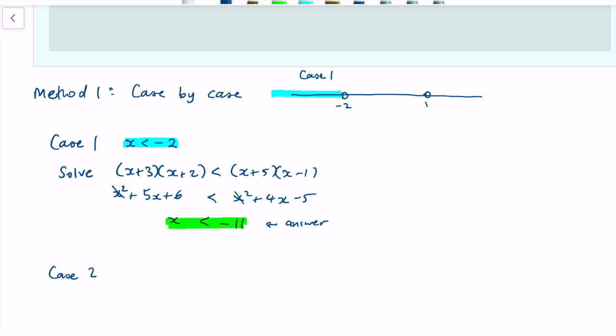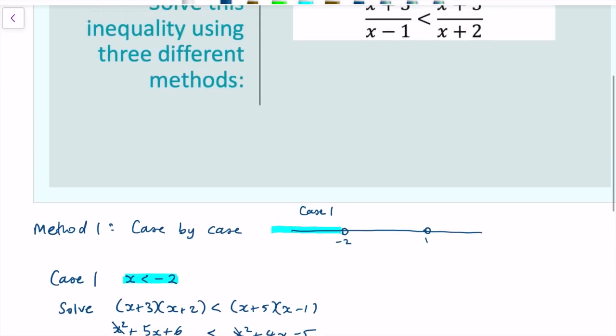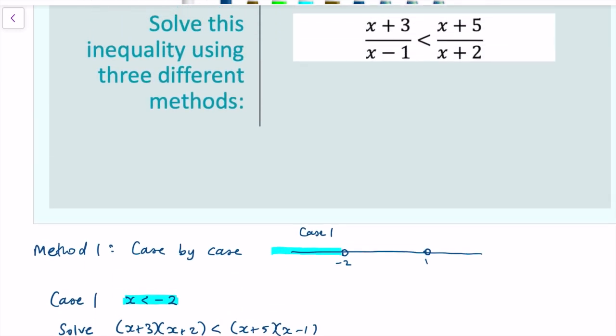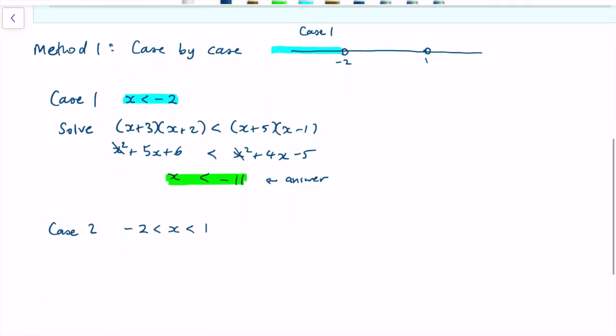Case 2 is if we're in between minus 2 and 1. If we choose an x value in that range, for example 0, the inequality will flip because one of the denominators is negative and the other is positive. All the working is exactly the same, except at the last step the sign will be in the different order. So I don't need to repeat all the working. x is bigger than minus 11.